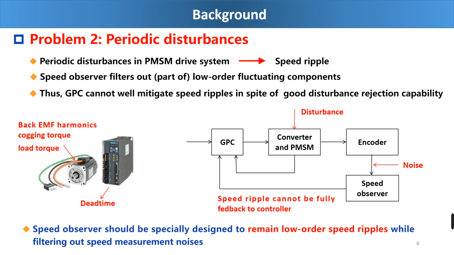So the GPC cannot well mitigate the speed ripples in spite of its good disturbance rejection capability, because in this feedback signal, the noise as well as part of the disturbance signal are both removed. So our target is to remain the low order speed ripple while filtering out the speed measurement noise. We need to filter out noise, but keep the low order speed ripple information fed back to the GPC.